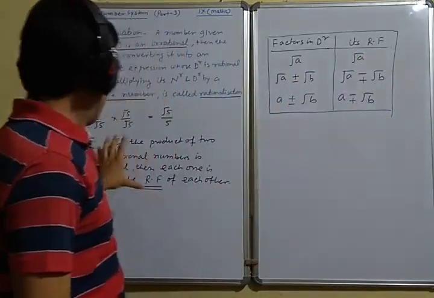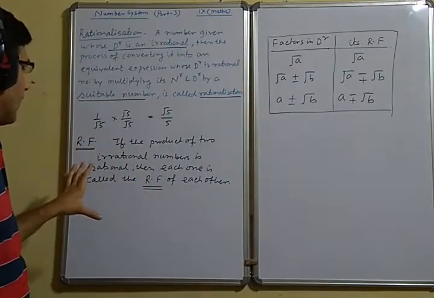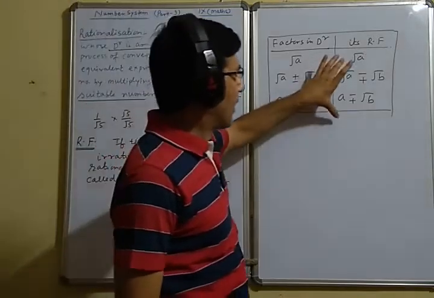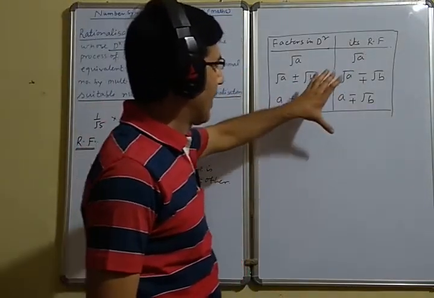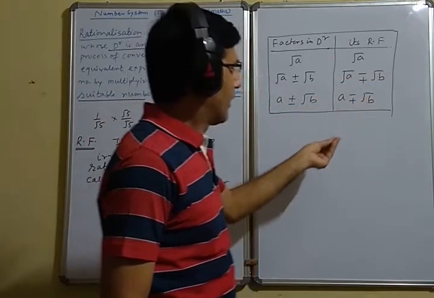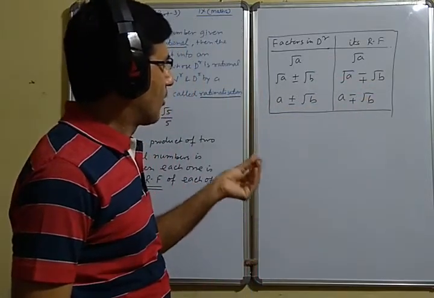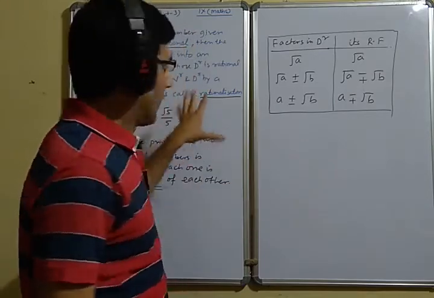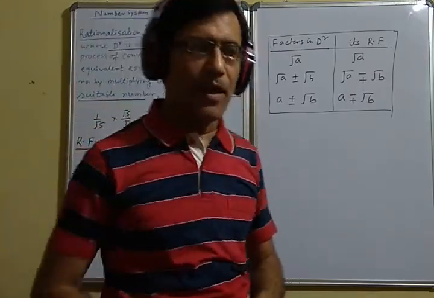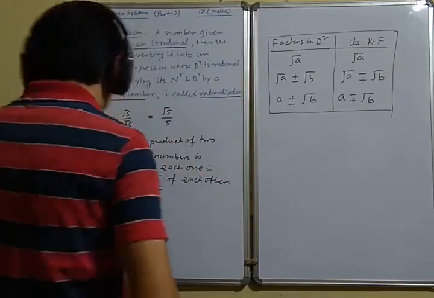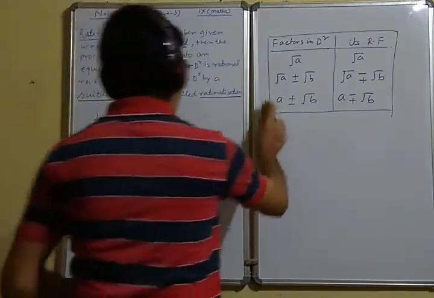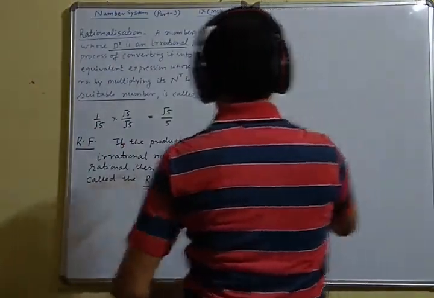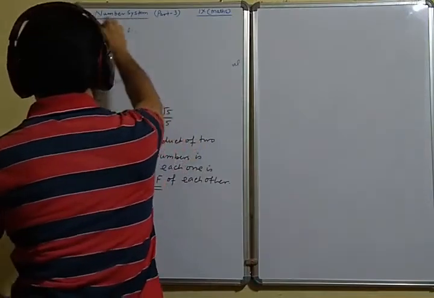Whenever any number is given whose denominator is an irrational number, multiply both numerator and denominator by its rationalizing factor to convert the given number into one whose denominator becomes rational. This process is called rationalization. Now let us see some numerical problems to simplify.